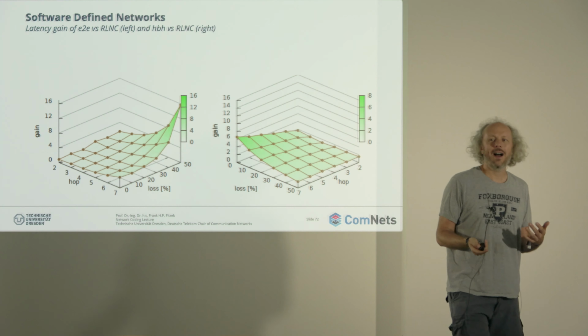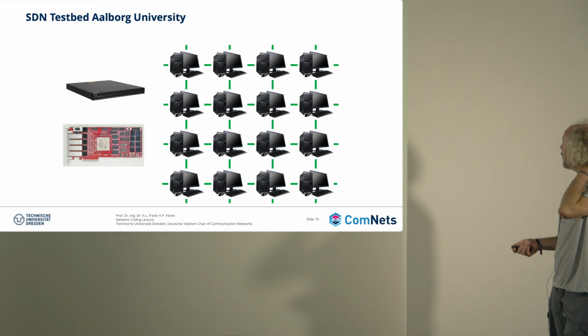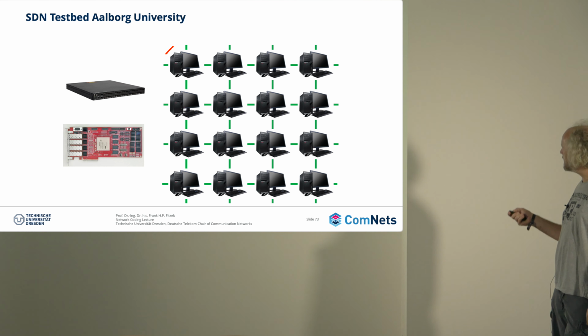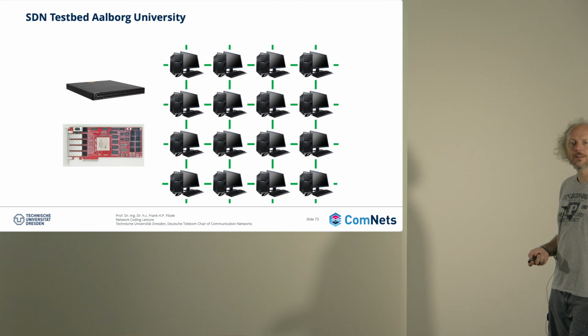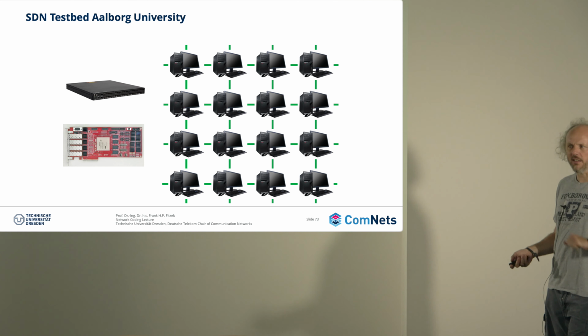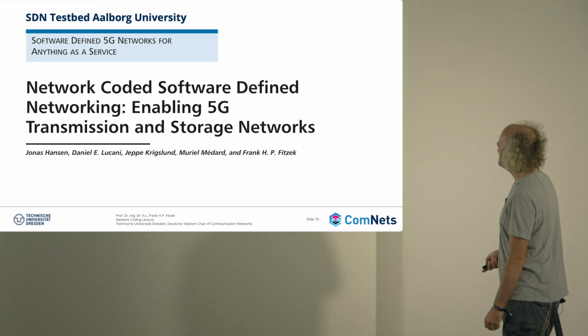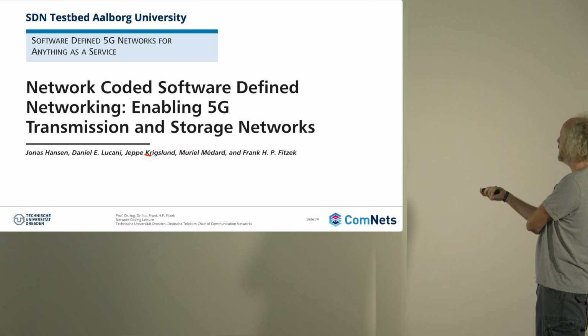Now the question is, SDN, how far are we? In Aalborg, we had our first SDN testbed with 16 PCs, with FPGA cards and one switch over here. We tested it out. And why did we have FPGA cards? We had to be fast. At that time, we were not fast enough on the software side, so we had our graphic cards to help us a little bit.